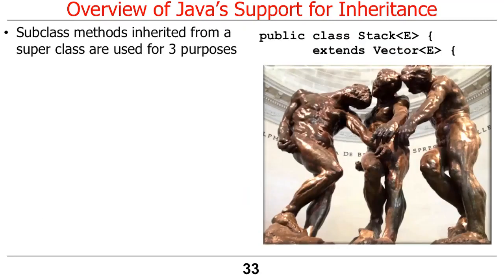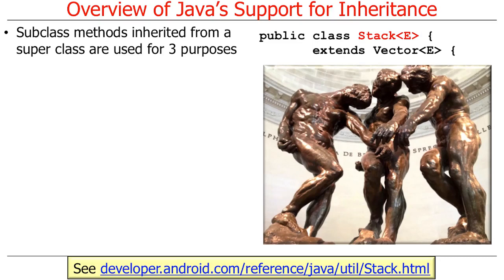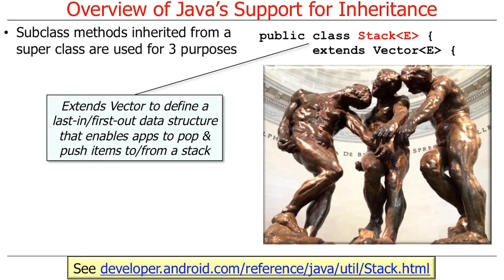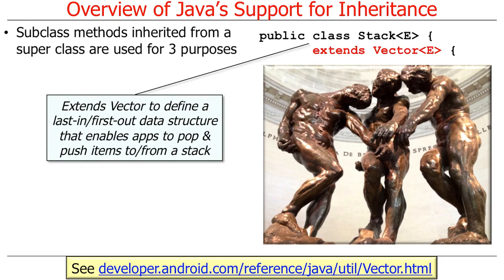Subclass methods inherited from a superclass are generally used for three purposes. To make this discussion more concrete, we'll illustrate these purposes with an example of the generic Stack subclass defined in the Java Collections framework. This subclass extends the generic Vector superclass to define a last-in, first-out, or LIFO, data structure that enables apps to push and pop items to and from the stack, respectively.